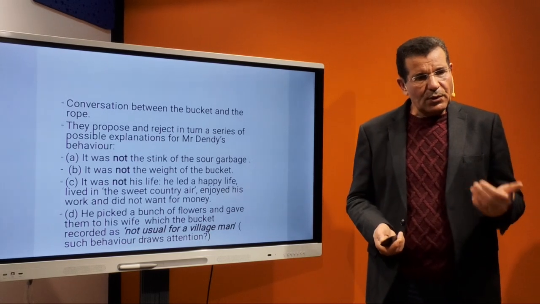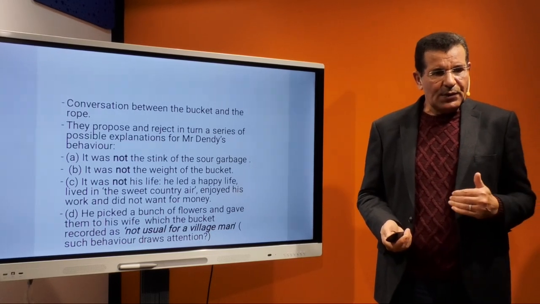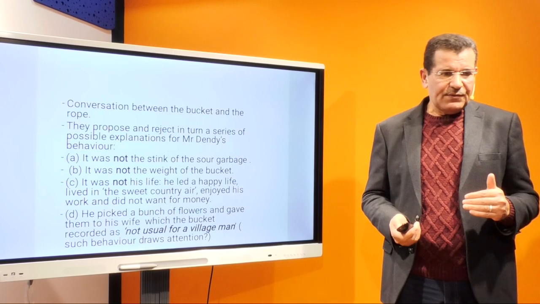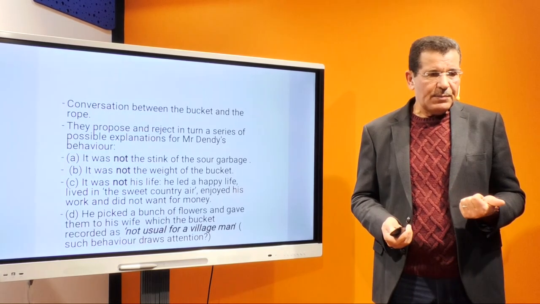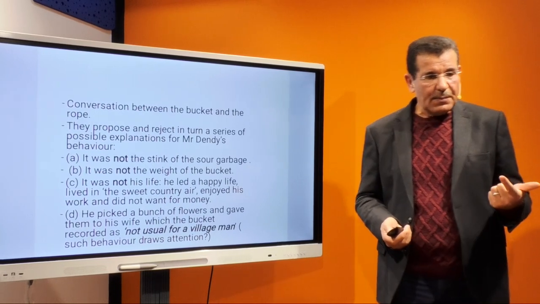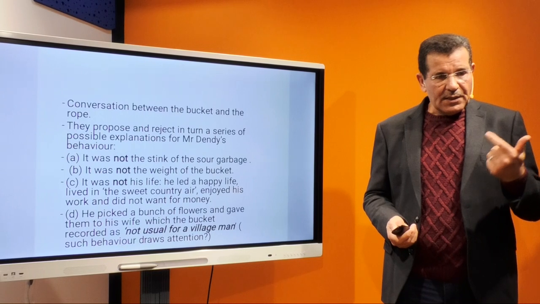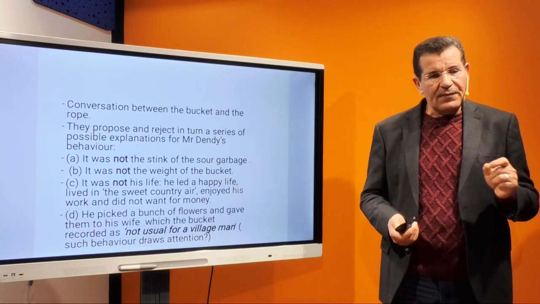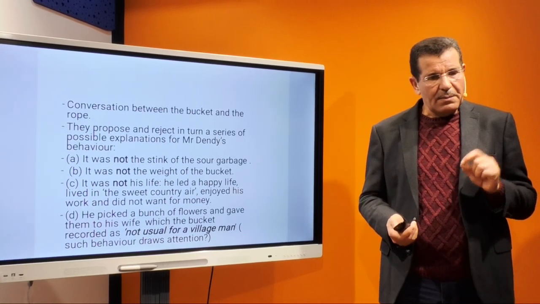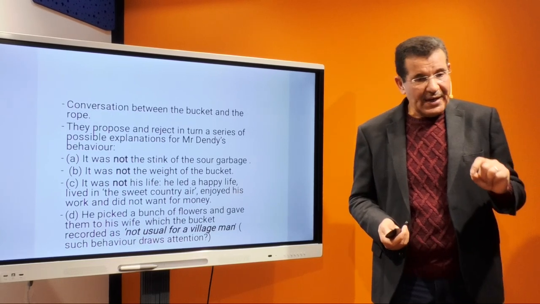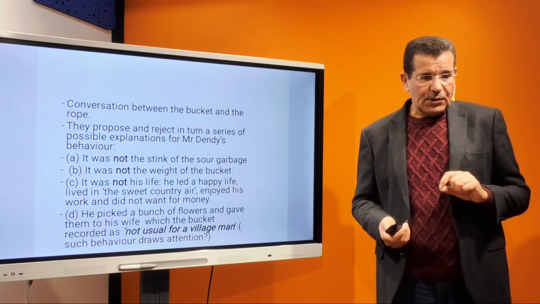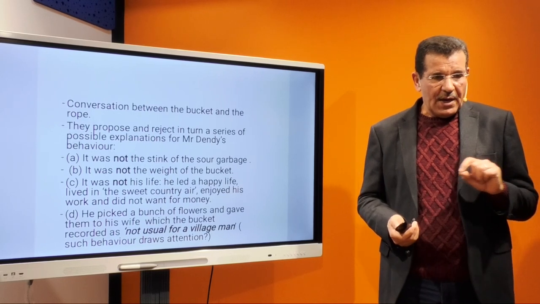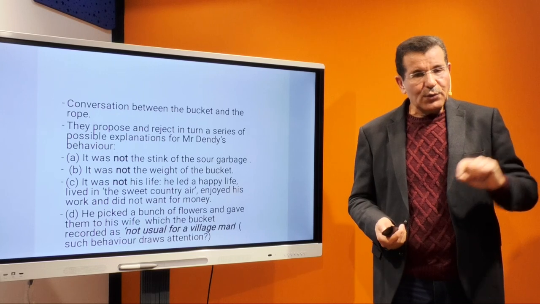In the conversation between the bucket and the rope, they propose and reject in turn a series of possible explanations of Mr. Dandy's suicide. And we can see a series of negative points. It was not the stink of the garbage. It was not the weight of the bucket, not his life. But the problem is that for the character, there is a hint of the news, the big bunch of flowers, which is unusual for a countryman. For example, he picked a bunch of flowers and gave them to his wife, which the bucket records as not usual for a village man. And such behavior draws attention.